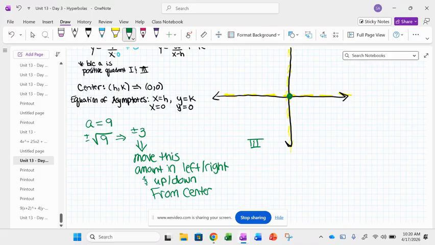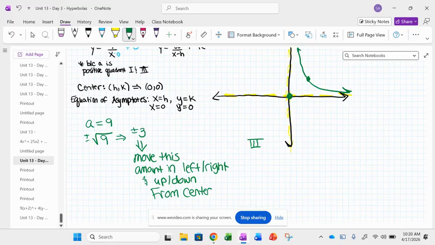Why would I move 3 to the right and 3 up instead of 3 down? Because if I move 3 to the right and 3 down, would I be in quadrant 1 anymore? No, I'd be in quadrant 4. So you move in that direction. That's what I mean, left, right, up, and down. So we're going to move 3 to the right, 1, 2, 3, and 3 up, 1, 2, 3. So here's my first vertex. And then you just draw your curve going towards the asymptotes.